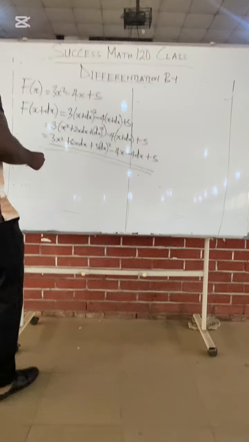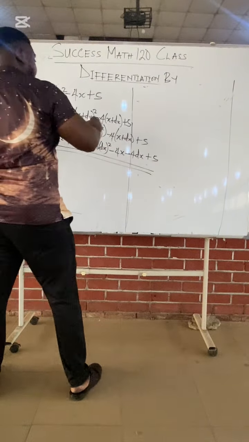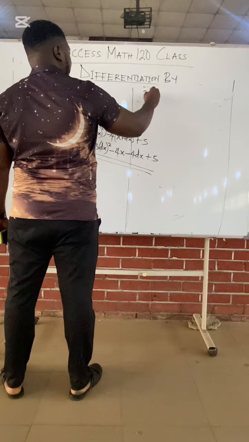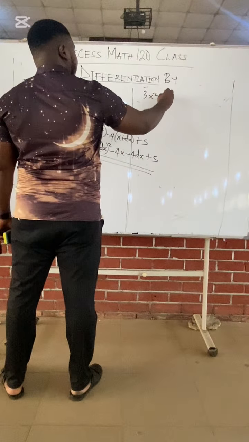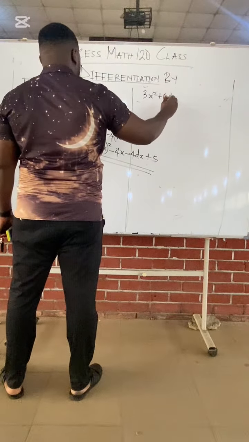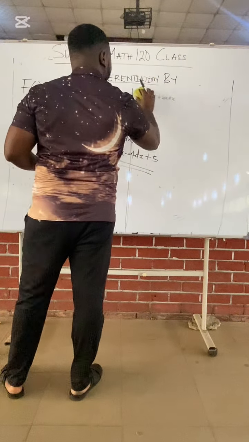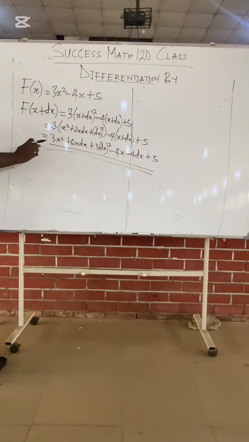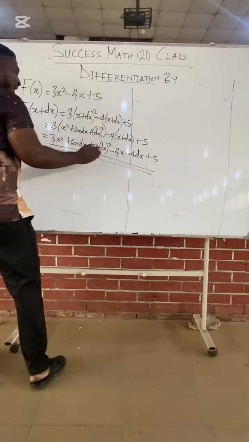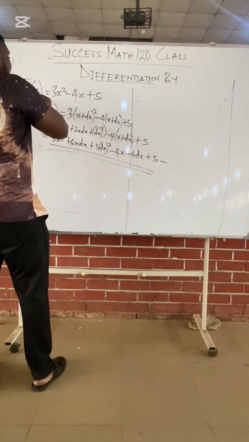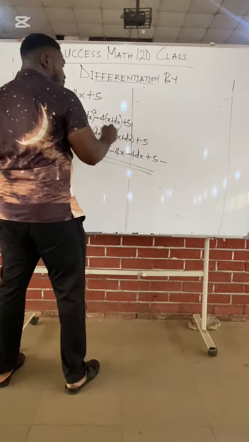Now let's apply the formula: f of x plus dx minus f of x, right? So this will be 3x squared plus 6x dx. I need white space to do it. Let me do it below here. So in fact, let me just do it here at once. So this will now be f of x plus dx minus f of x, right? When you want to put this one, you put it in a bracket.